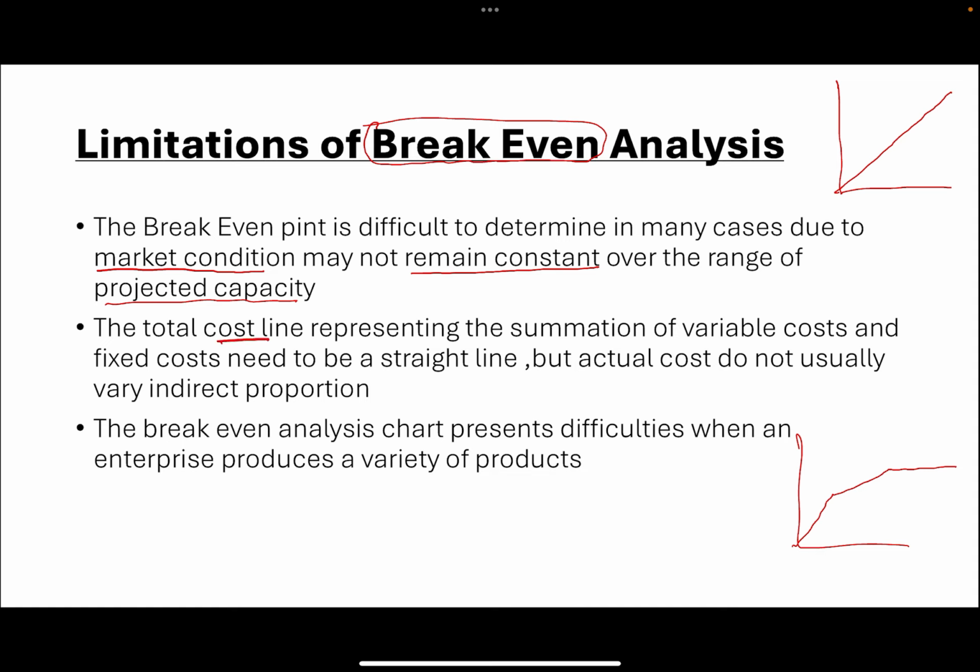Also, the total cost line representing the summation of variable cost and fixed cost needs to be a straight line, but actual cost need not be a straight line. We have drawn the cost line as a straight line, but it can be like this and it can be like this. Also, the break-even analysis chart presents difficulties when an enterprise produces a variety of products. We have taken into account only one single product here, but if the company has several products, for example sedans, hatchbacks, and a lot of other types of vehicles, it is difficult to calculate the break-even point.